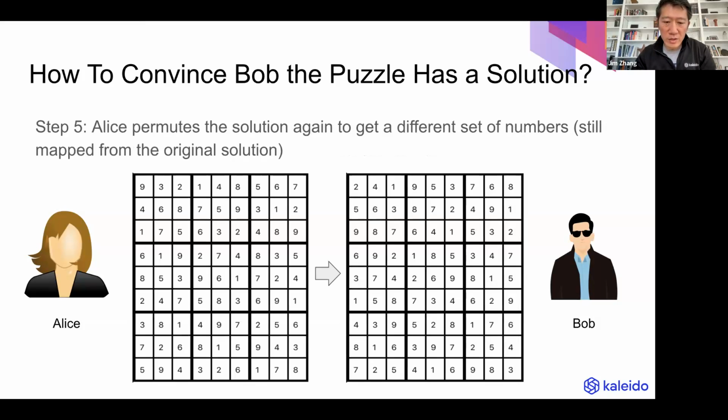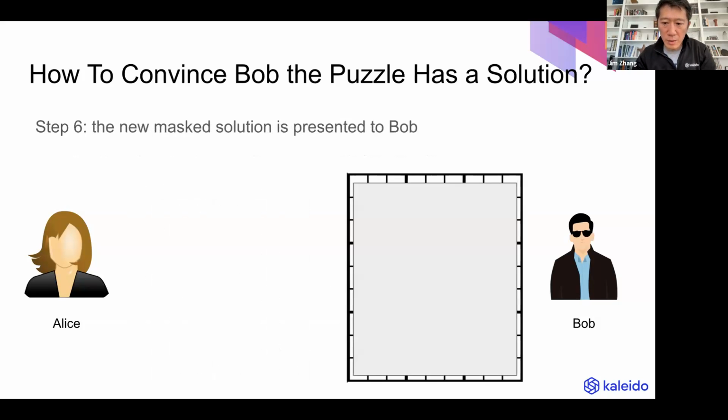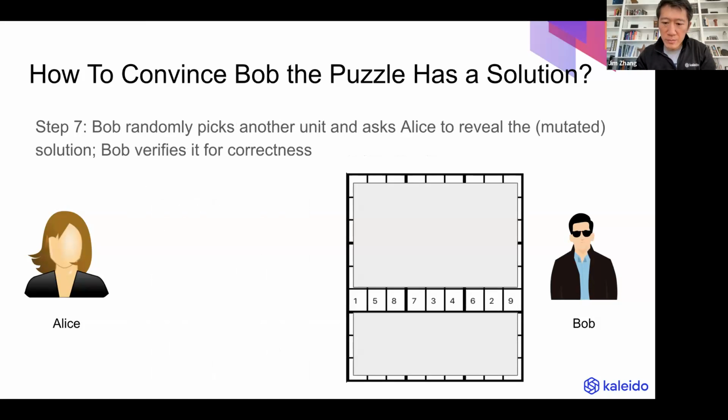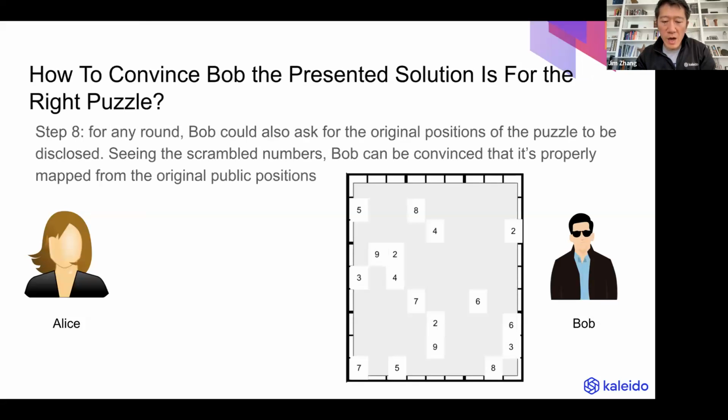So Alice will do another set of mappings, this time to a different scramble mapping, and then present the board to Bob again. Now Bob this time randomly chooses a different combination. So how about this row? And Alice discloses that indeed all the numbers are unique. After a few times, Bob may be convinced that this board has a solution, but still Bob has one question. How do I know the solutions you're presenting are the solutions for the actual puzzle?